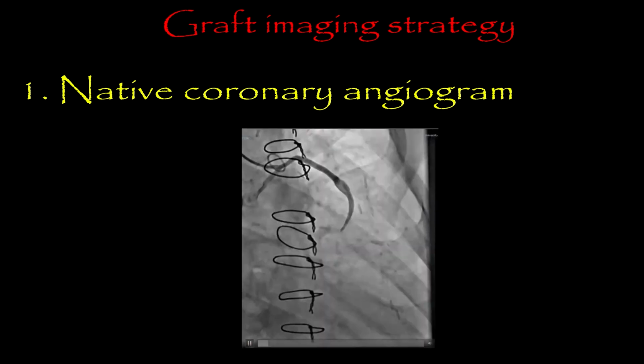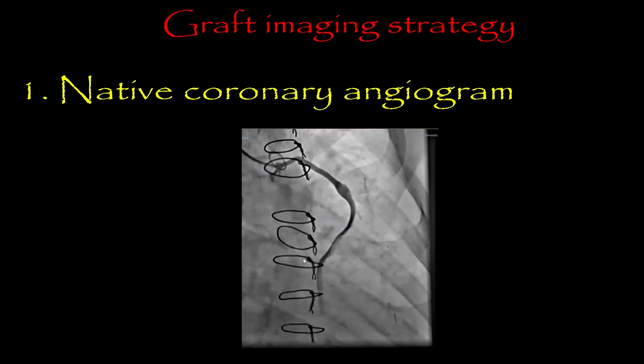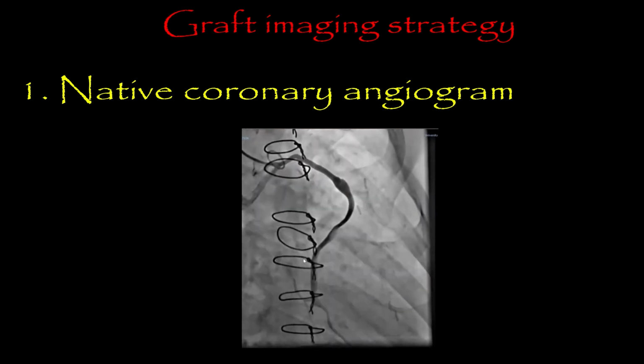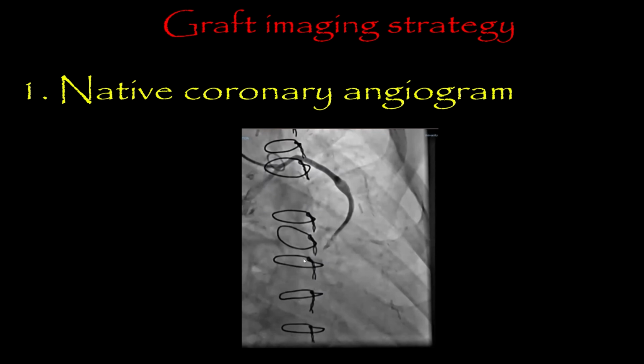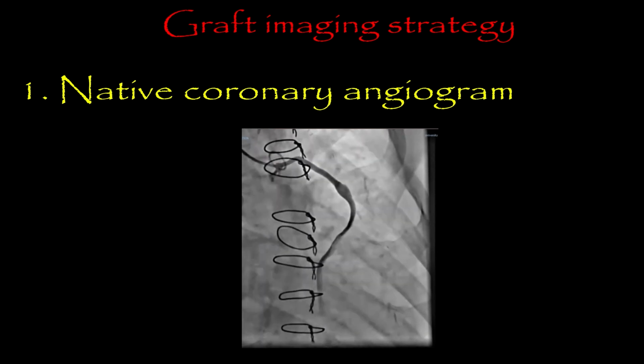Okay, so now let's look at graft imaging strategy. But pause, because before we even start looking at the grafts, it's standard practice to do a native coronary angiogram. And the reason is simple. We want to map out the blood flow to the heart muscle. We can check if the native vessels are still open and see if any native branches are filling late. If there's any late filling, that can hint at occlusions or even competitive flow. So this native coronary angiogram will help us understand whether the grafts are still working and gives us a full picture of the patient's heart anatomy.